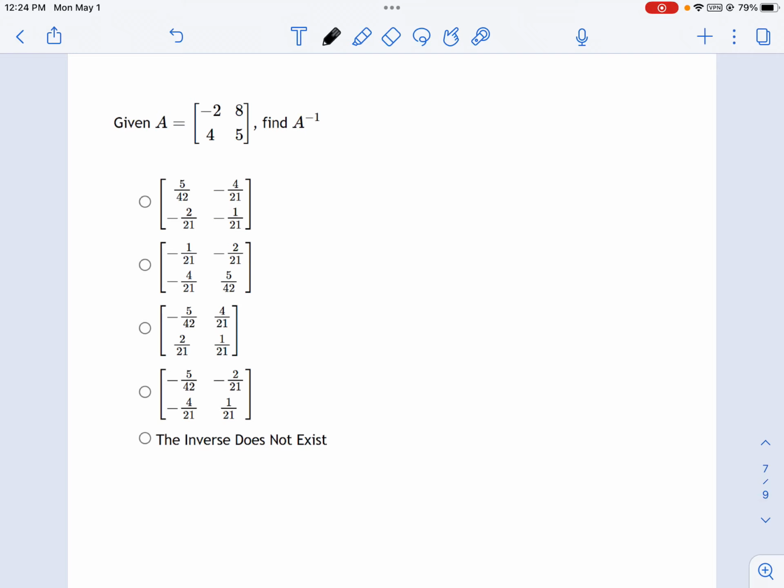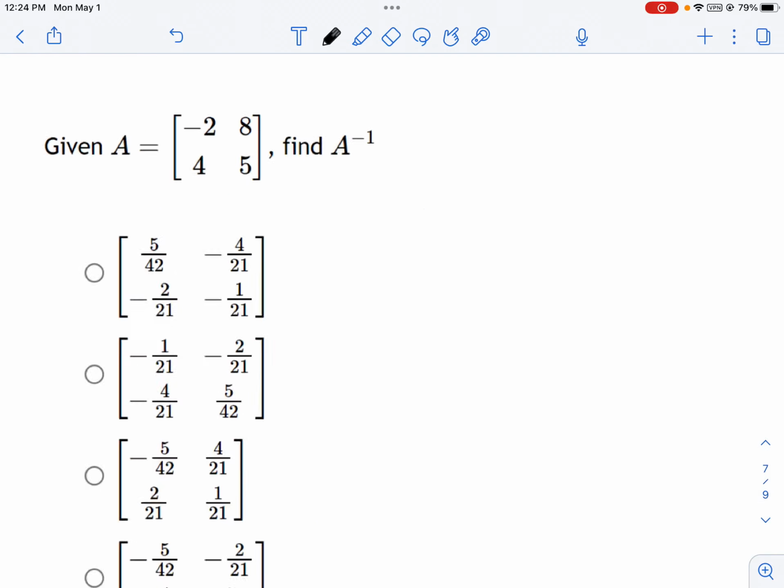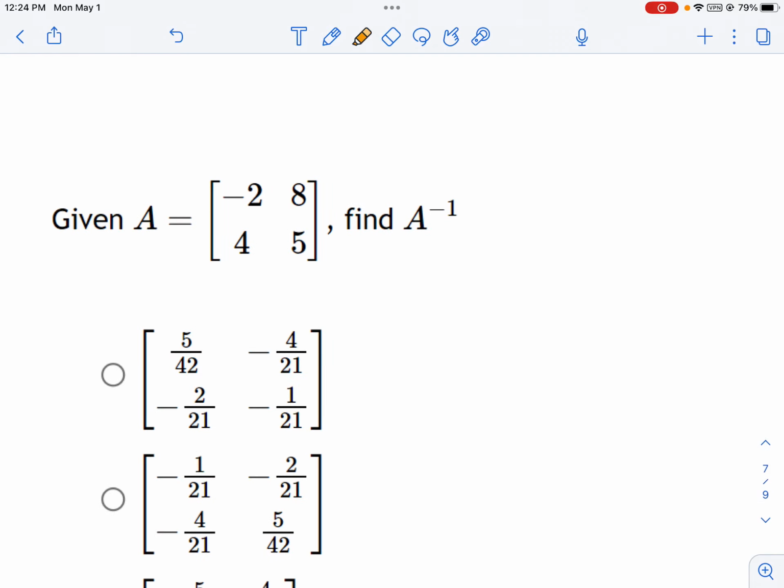Well, the first thing you've got to do is make sure that the inverse even exists in the first place. How do we do that? Find the determinant. You remember, finding the determinant of a 2 by 2 square matrix goes from your top left corner, right? Find the product of your first main diagonal, so negative 2 times 5, which is negative 10, right? And then we subtract the second main diagonal, which is 4 times 8, which is 32.